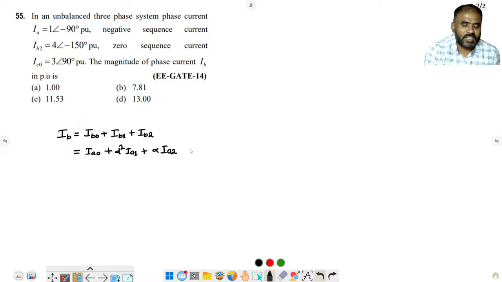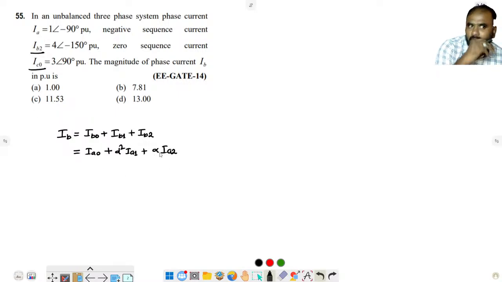So the given is IA, IC naught and IB2. See, from IB2 you can calculate IA2. From IC naught I can calculate IA naught. Then IA equals IA naught plus IA1 plus IA2. Using that relation I can calculate IA1. Then you can substitute here, you will get the answer.